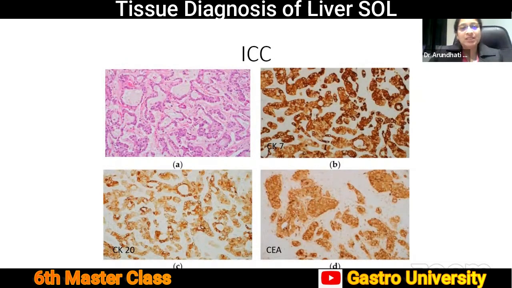Apart from hepatocytic tumors, I'll just speak a little bit about the intrahepatic cholangiocarcinomas. The morphology is definitely different from hepatocellular carcinomas. We see more of a tubulopapillary sort of architecture. And the IHC markers that are useful here are CK7, CK19, as well as CEA.